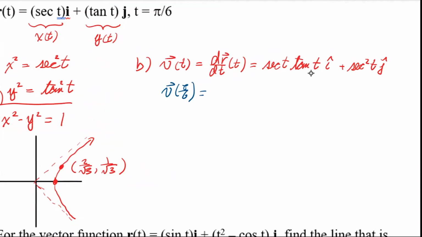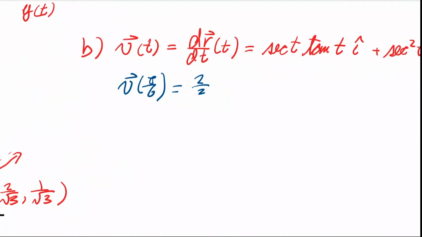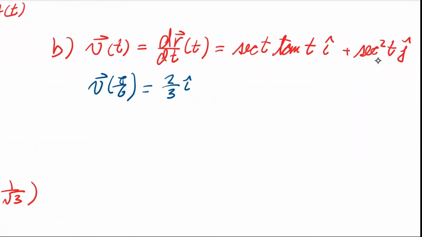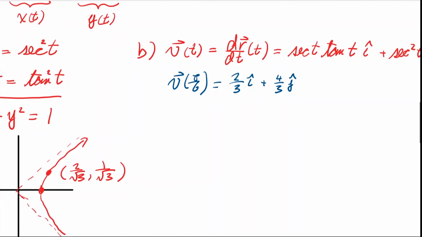Then we just plug in pi over 6 here, right? So secant pi over 6 is 2 over root 3, tangent pi over 6 is 1 over root 3, isn't it? So we have 2 over 3 i vector, and then this thingy is 4 over 3, because 2 over root 3 squared. So 4 over 3 j vector. How are we doing so far? I'm going to draw that vector onto this. So that vector, from this point, goes off in this direction, whatever that length is. I think it's slightly longer. It's tangent to that curve. This is my V. You get it?